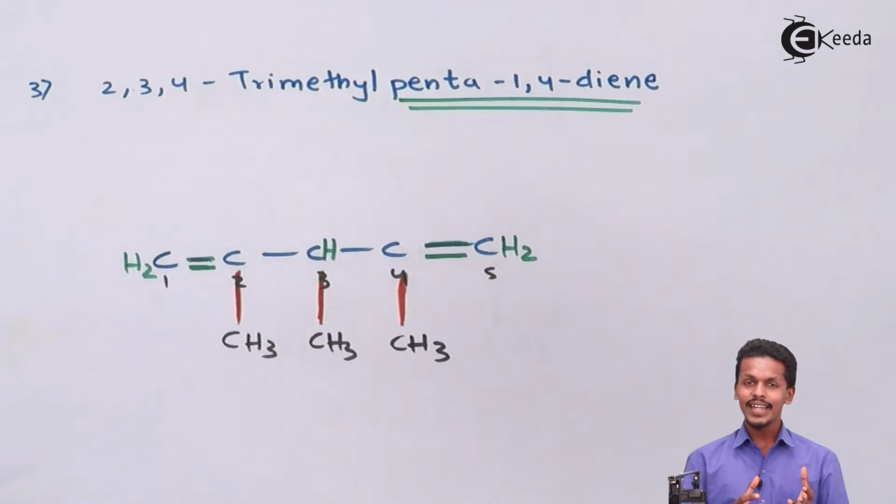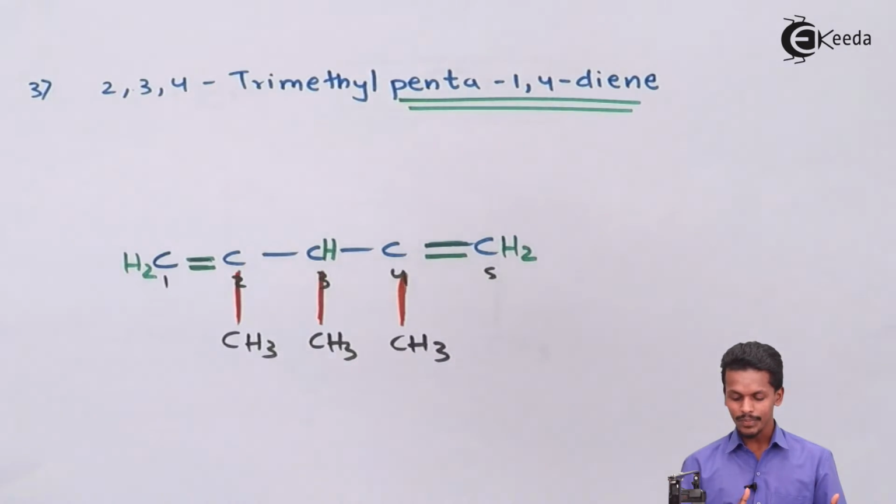So therefore we could write it as 2, 3, 4. Three methyl groups are present, attached to the parent chain, so it is called 2, 3, 4 trimethyl. And the overall parent chain consists of 5 carbon atoms, basically indicating this to be known as pentane when it comes to an alkane.